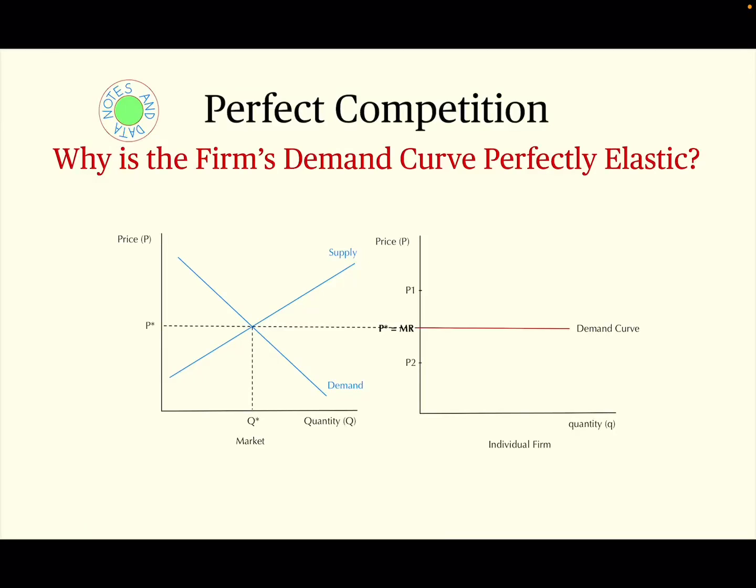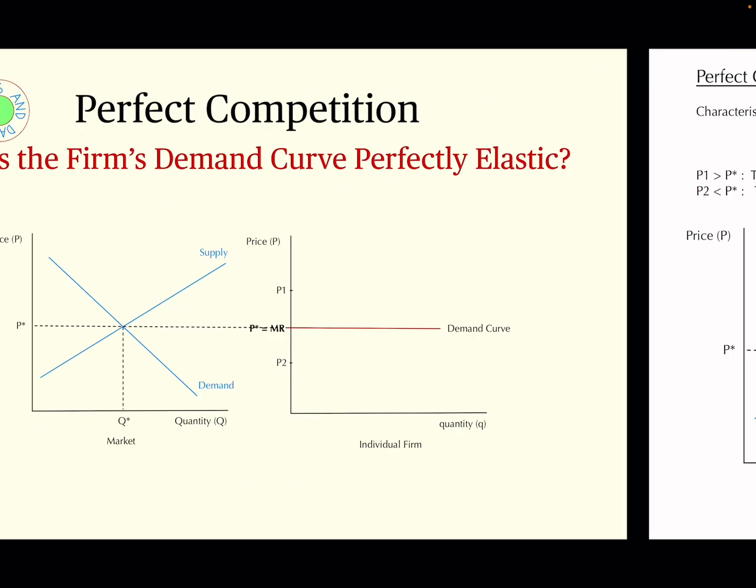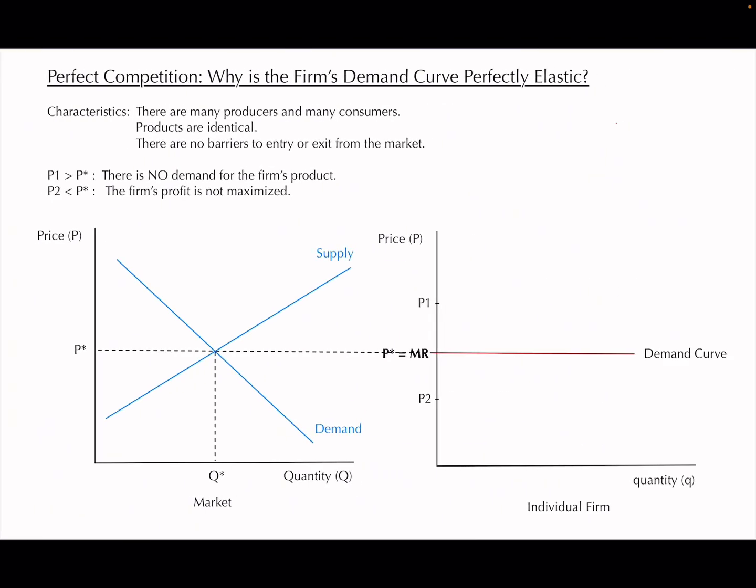Today, we are going to learn why a firm's demand curve in perfect competition is perfectly elastic. Before we get into the discussion, let's recap some of the characteristics of perfect competition. Firstly, in perfect competition, there are many producers and many consumers. Secondly, the products that they produce and sell are all identical. And lastly, there are no barriers to entry or exit in the market.